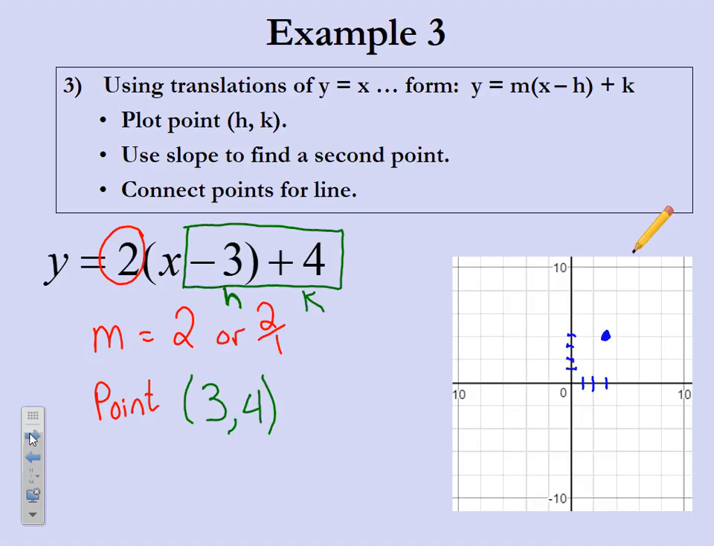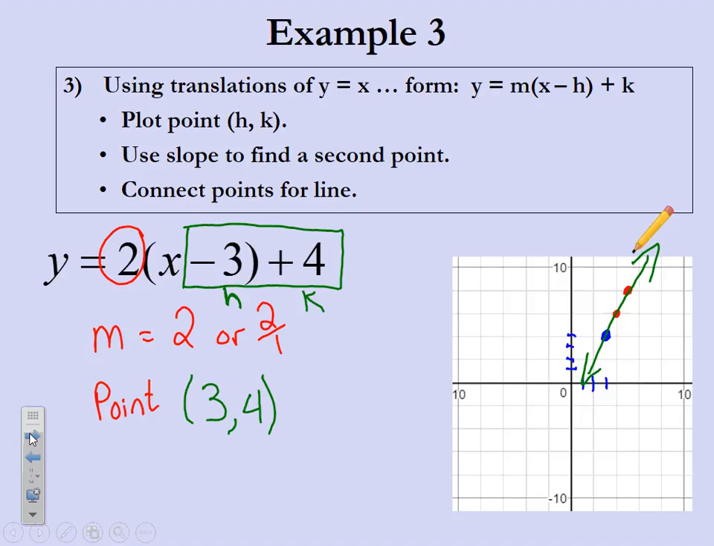Here's my first point. Now from there, I'm going to use my slope to find the second point. So it's 2 over 1. So I'm going to go up 2 over 1. You can do it again, up 2 over 1. You can do it as many times as we want. Once we have those points, we're going to draw our line. And we're done. So that's the translated form. It has to be written in this way, though, to use this, okay?